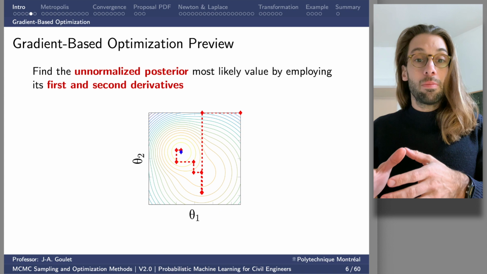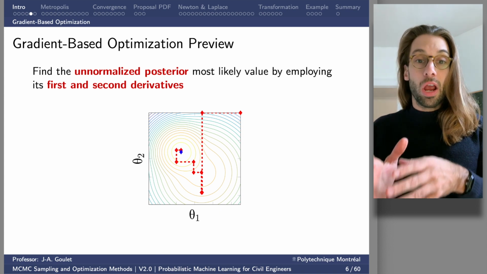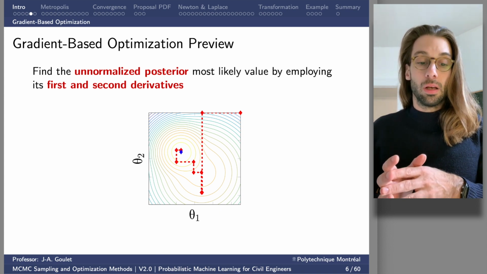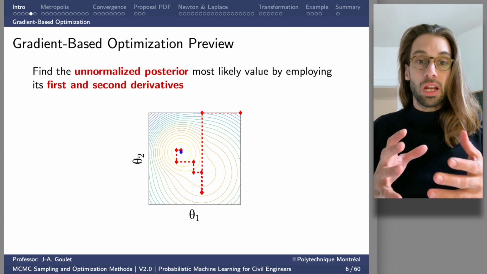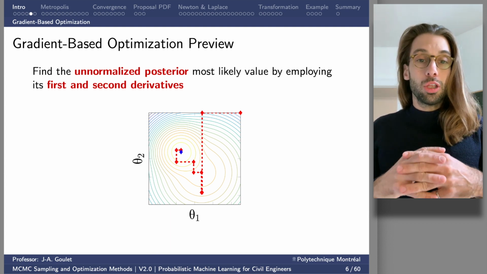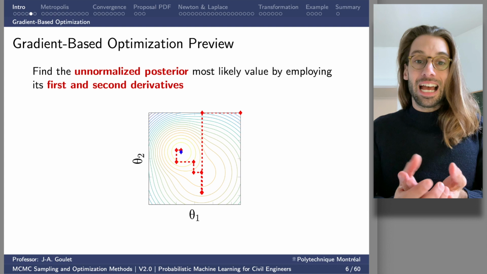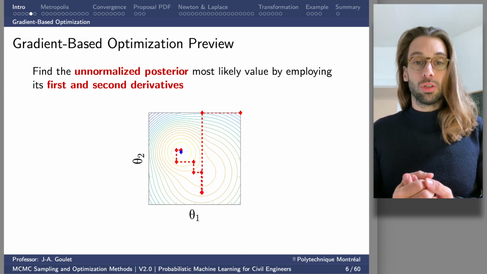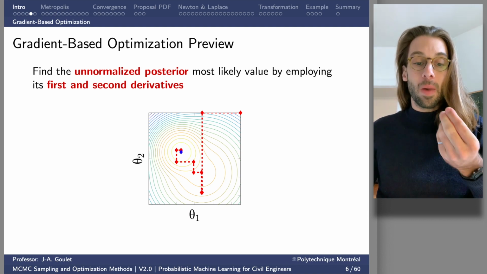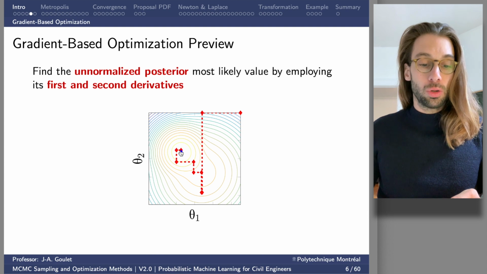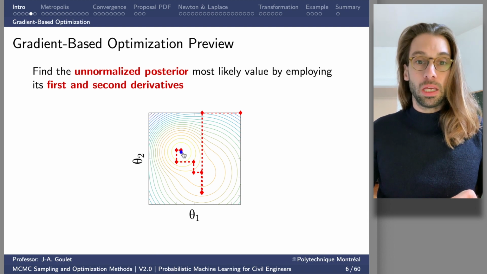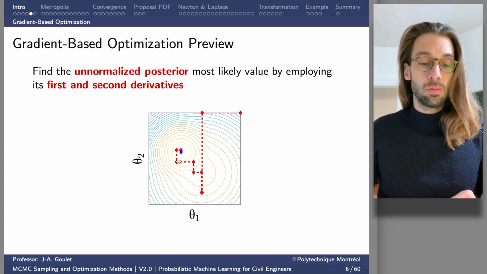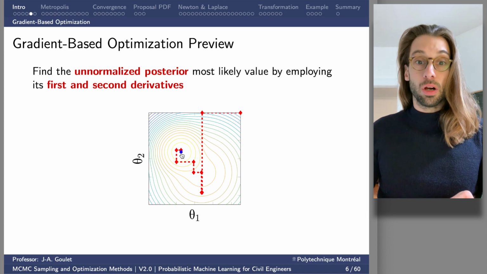Second, we're going to see gradient-based optimization methods. In this case, we don't want to sample the entire posterior. What we want to do is only find the maximal value. We see from the contour that the maximum is at the blue point here. I can start at this point here, and I just want to go with as few steps as possible. I want to identify where the max is.